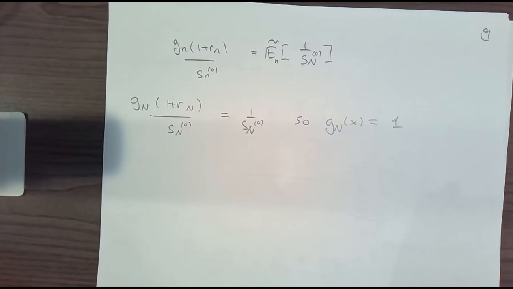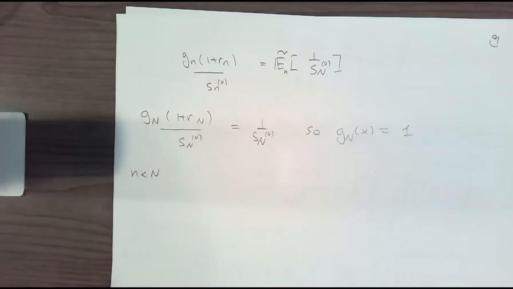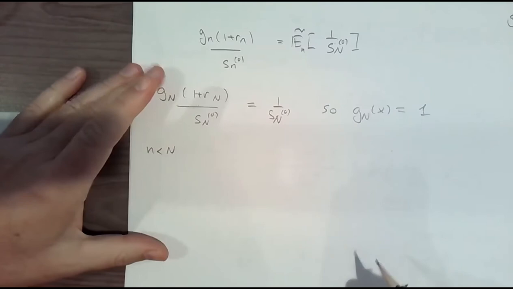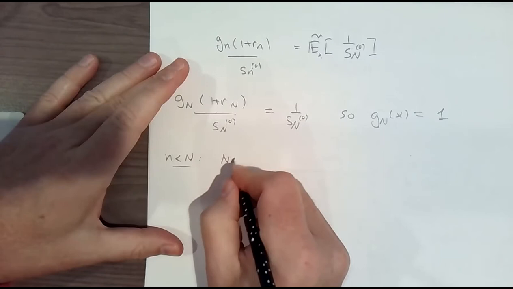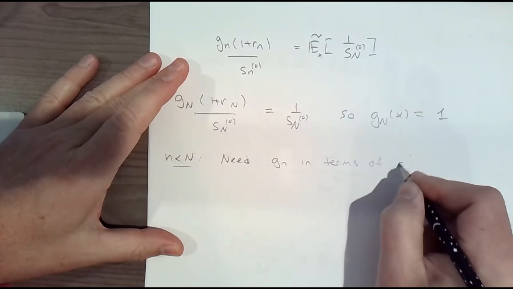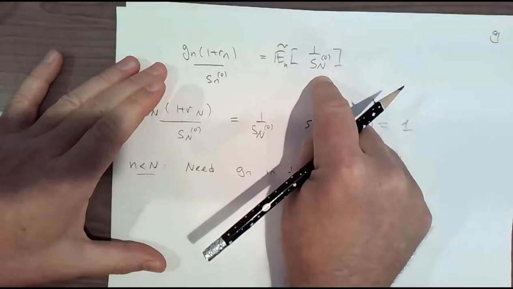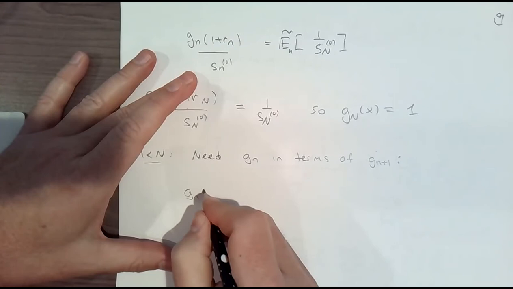What should it be at earlier time? So if I look at n less than capital N, I want to have the formula. I'll use iterated expectations as before. Here I need gn in terms of gn plus one. That's the goal. And how would I get it? Well, I'll use the martingale property. This here is a martingale. So I'll write gn of 1 plus rn over sn 0.